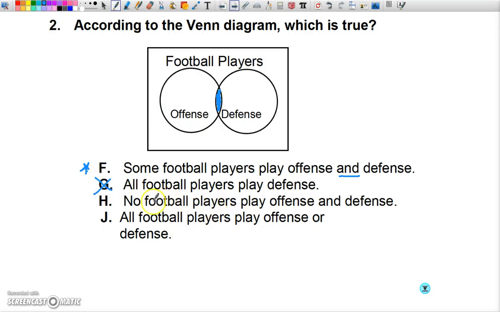So it's not G. H, no football players play offense and defense. Well, if there was none, there would be no overlap. And you'll notice in the Venn diagram, there is an overlap between those two, so it can't be H. And then all football players play offense or defense. Well, the way this is set up, you'll notice that there's this area out here, and that includes football players that are not on offense or defense, and so J can't work either. And that would leave you with F as your answer.